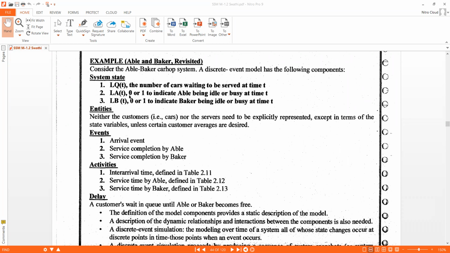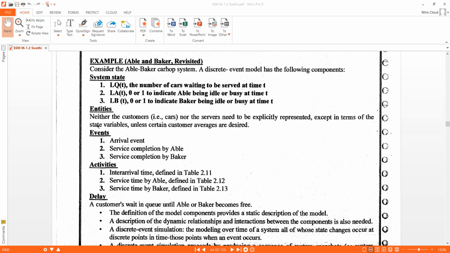0 means waiting state, the Able server is in waiting state. And if LB of T is 0, it means the Baker server is in waiting state. LA of T is 1 means Able is servicing the customer. LB of T is 1 means the Baker is servicing the customer. That way, these are the different system states in the Able-Baker problem.